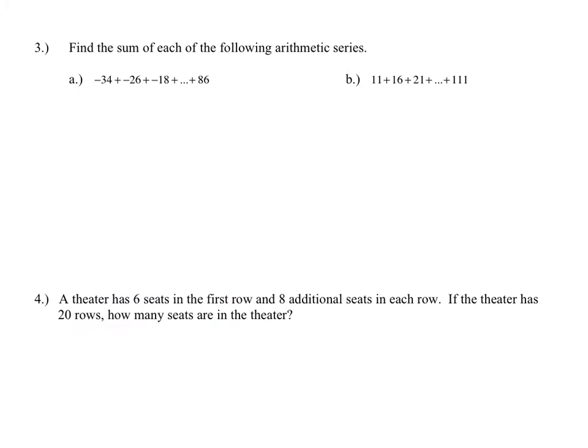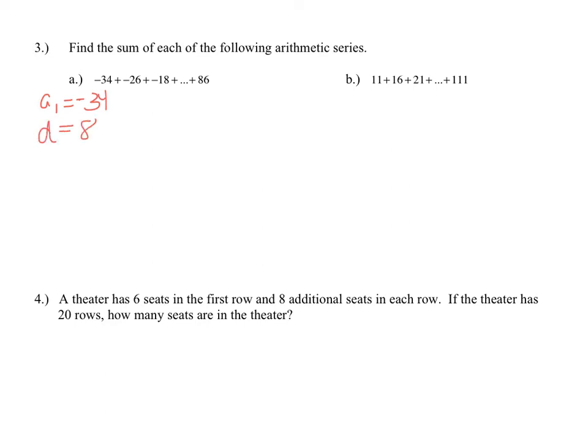Looking at number 3a, find the sum of each of the following arithmetic series. Well, we have to have a formula in order to find the sum because we know we have to do a summation. All right, so did they give us the first term? Yes, they did. So I have a sub 1 being negative 34. Did they give me the common difference? No, they didn't, but I could probably figure it out. It looks like I'm going up, adding a positive from a negative. 4, no, that doesn't work. Oh, looks like my common difference is 8.